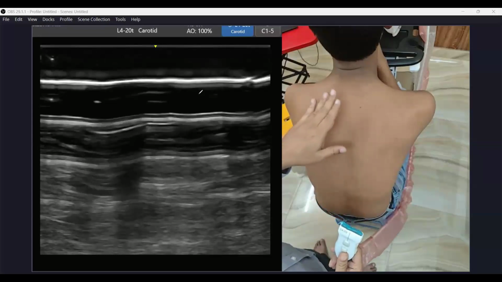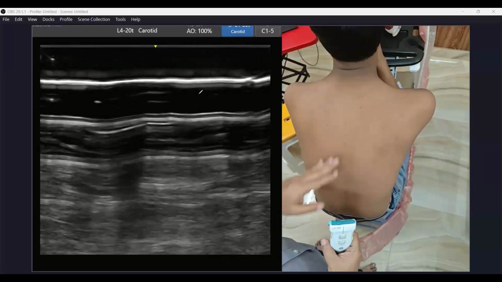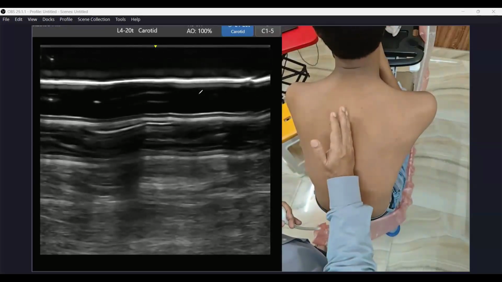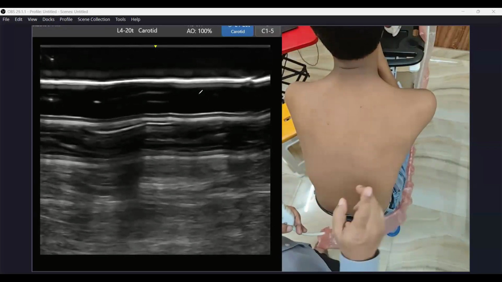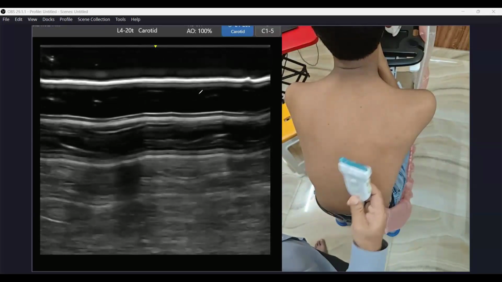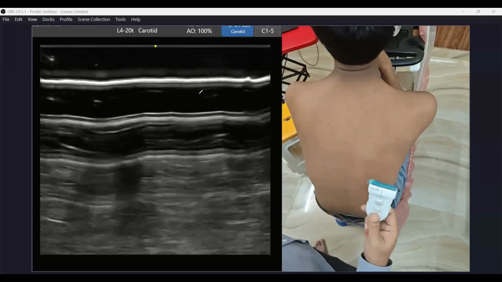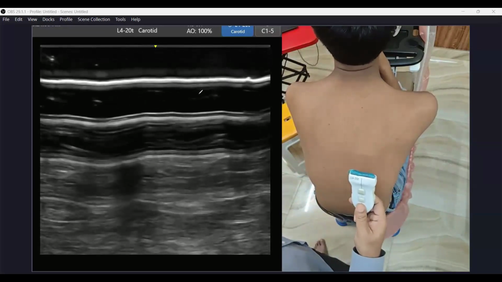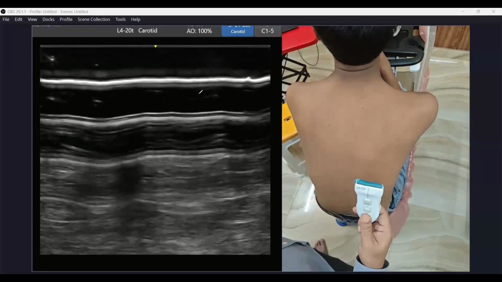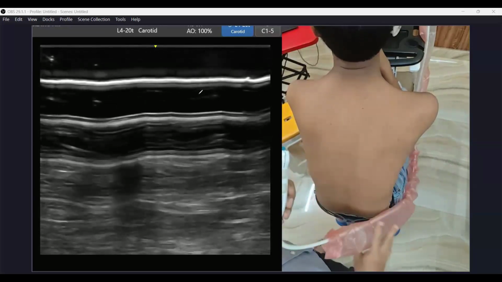before that, we want to know the structures: which structure is what. In the thoracic spine, most of the time we need the curvilinear probe. Of course, with the linear probe also we can see some of the structures, and if the patient is very thin, then we can see. But most of the time we need the curvilinear probe. So let us see how it looks with this.